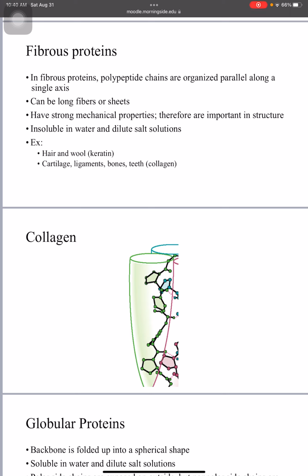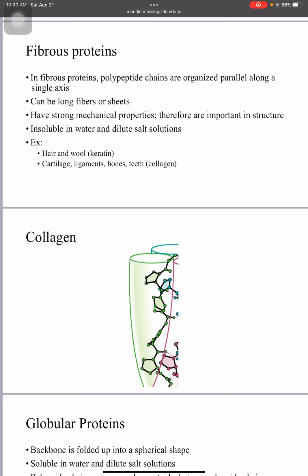Another example is keratin. Keratin is commonly found in hair, wool, fingernails, the horns of a bull, etc. Again, very strong because they're aligned along a central axis. Very strong mechanical properties, and they're insoluble in water and dilute salt solutions. So, if you ever want to test this, just clip off a fingernail and see if you can dissolve it in water. You're going to be waiting a long time because it's not going to go anywhere.